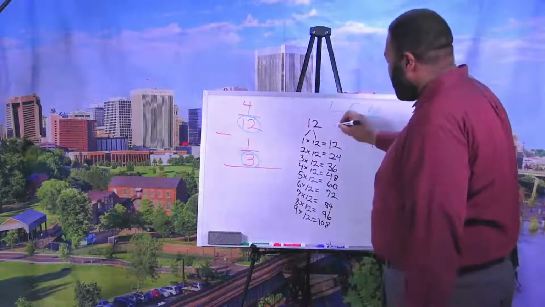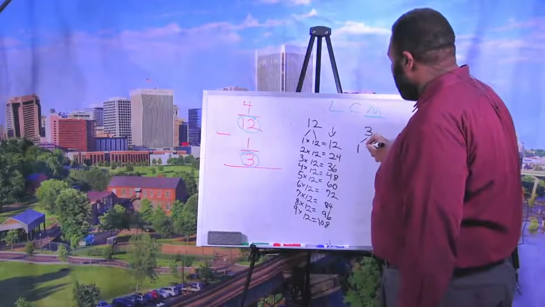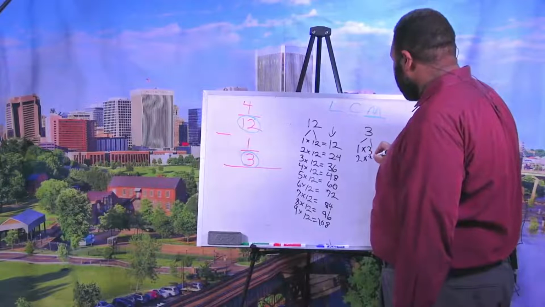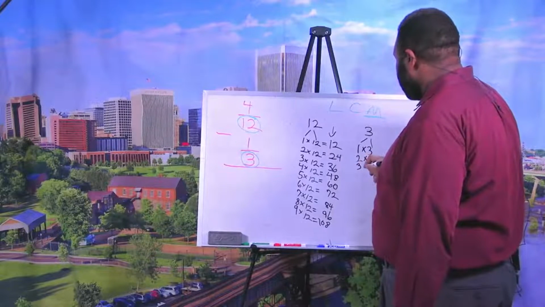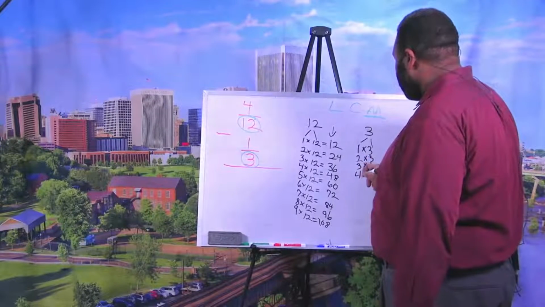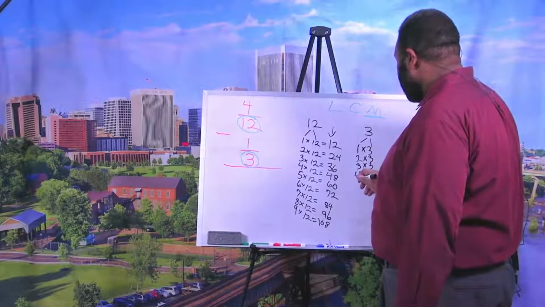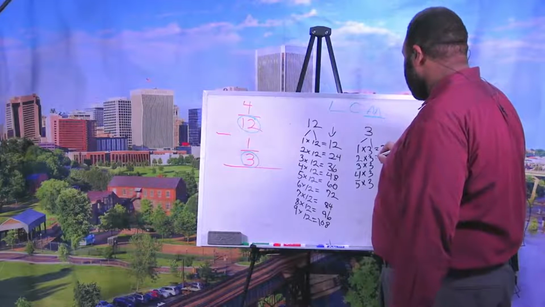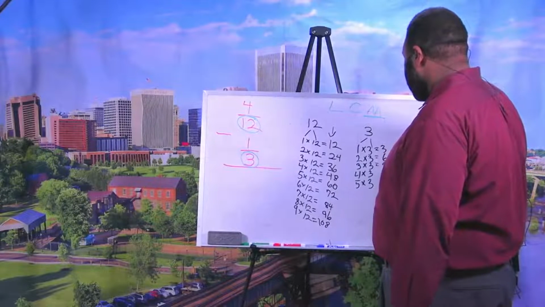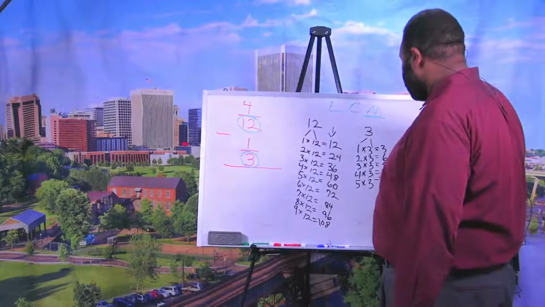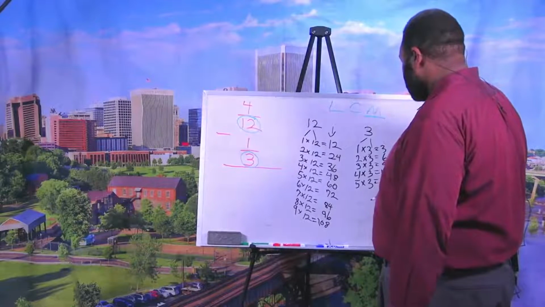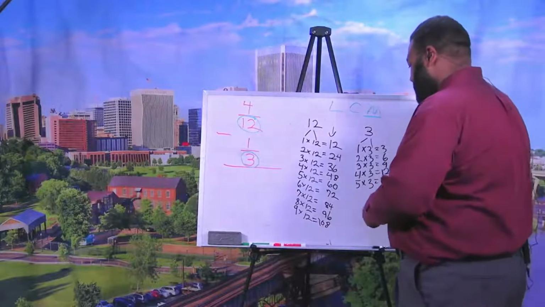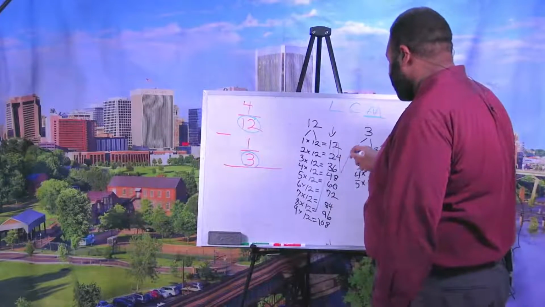And what we're doing, I'm going to take the shortcut this time. 1 times 3, 2 times 3, 3 times 3, 4 times 3, 5 times 3. I'm going to stop right there. 3, 6, 9, 12, 15. Okay? It's a little squeeze right here, but this is still my M.